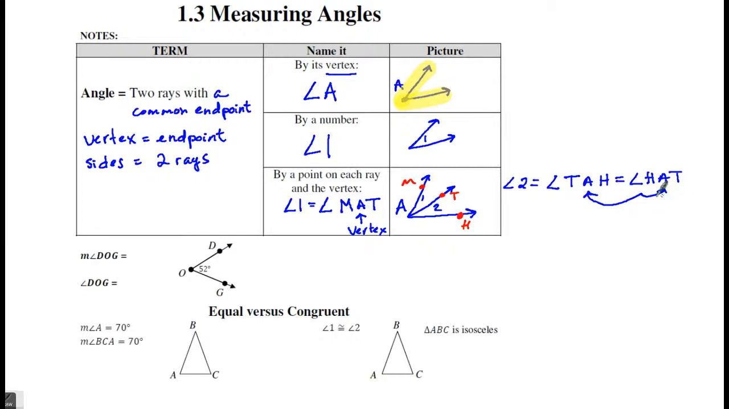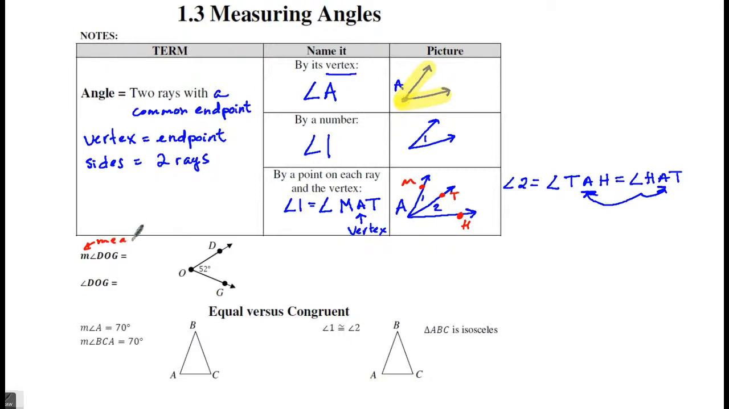So here we have this little M in the front. This little M means measurement. So we want to go ahead and put in a side note here. This means measure or measurement. So we want to measure angle DOG.